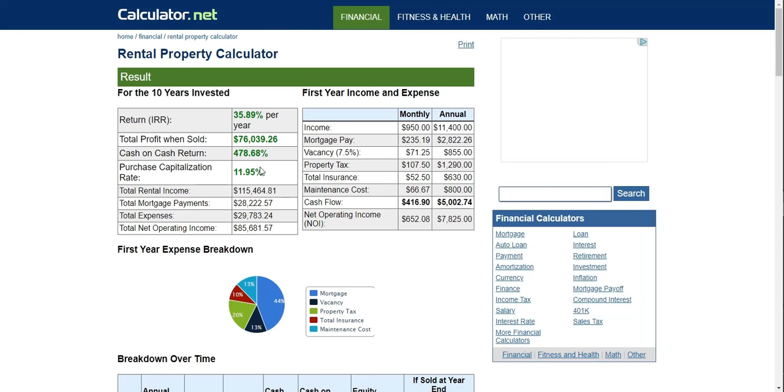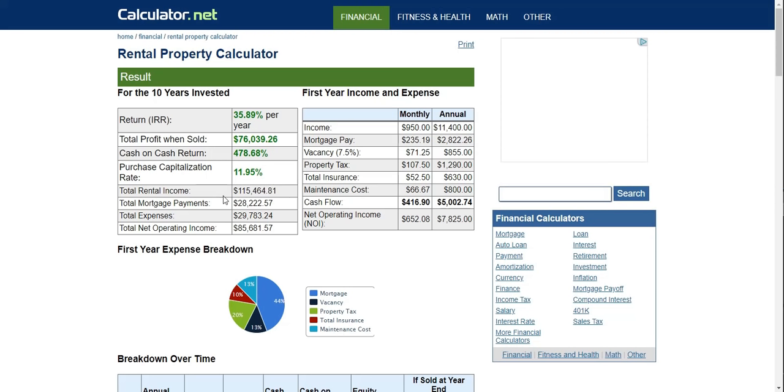So don't get too hung up on this number. While it is important, it's also important to understand what is being represented here. And 11.95 on one property may be good, and 11.5 on another property may not be as good, depending on a lot of factors, including how the property was purchased, whether it was purchased through cash or through a loan, how leveraged you are in this property. So don't get too hung up on this percentage, just understand what it represents.